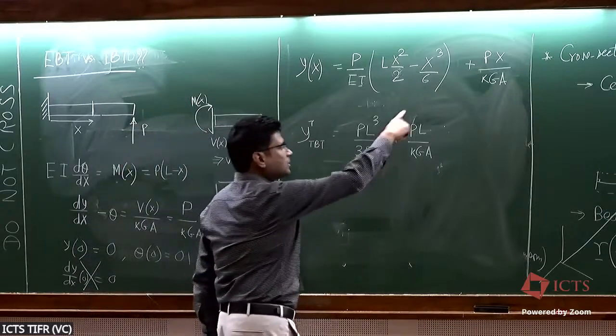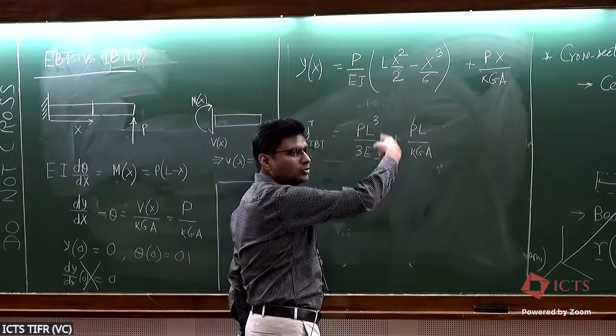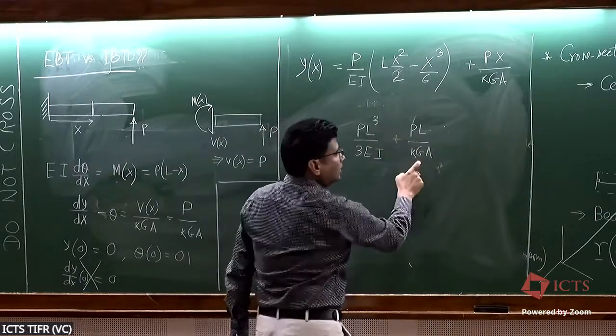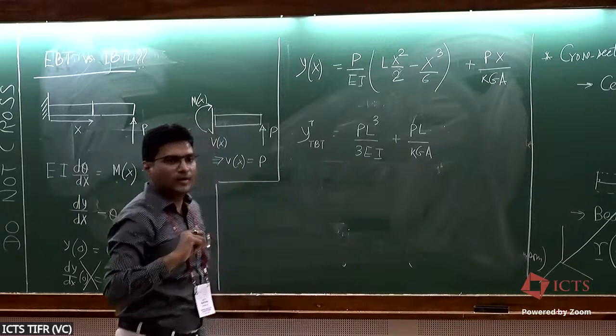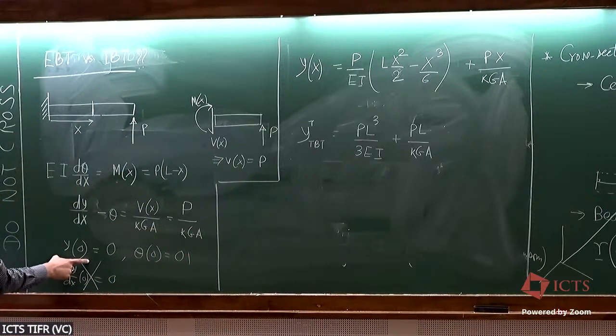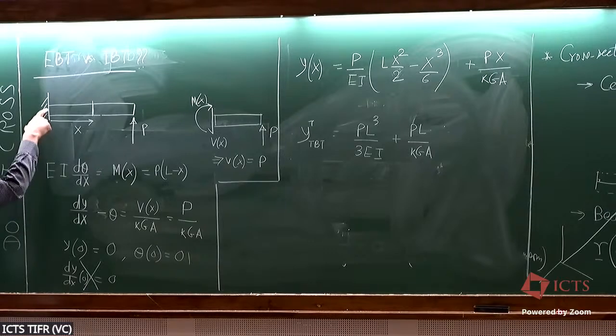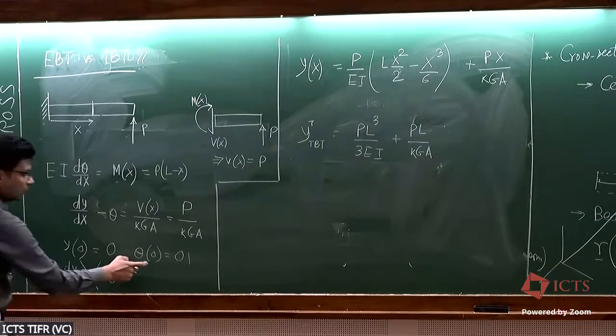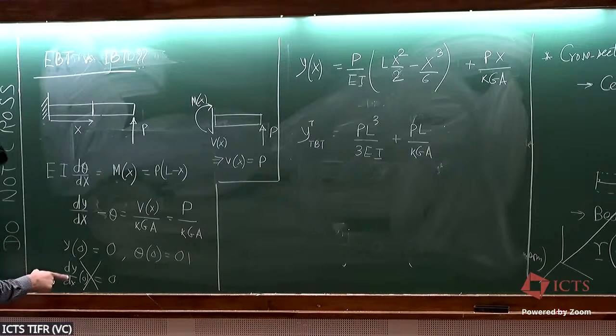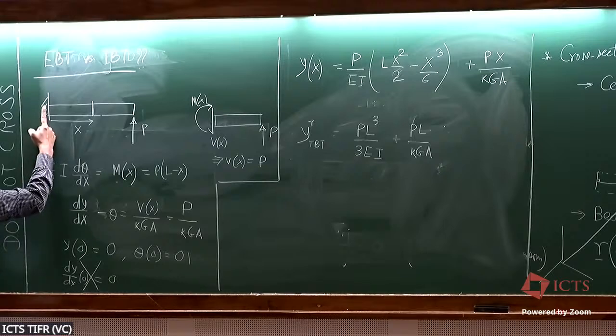And this is the extra deflection that you get because of the shear. Extra deflection. Yeah. So at this end, because it is clamped, it cannot move up and down. So y of 0 is equal to 0. But the second one, if you say that dy by dx is 0, that is not correct. Because what does physics say? Physics says the whole cross-section is built in. Cross-section cannot rotate here. And that's coming through theta.